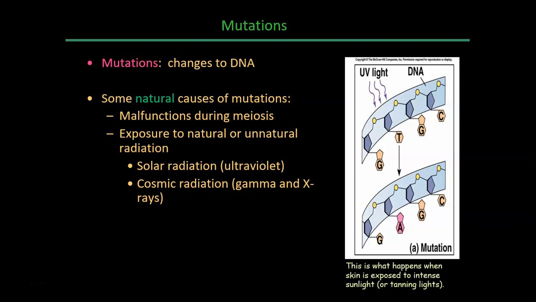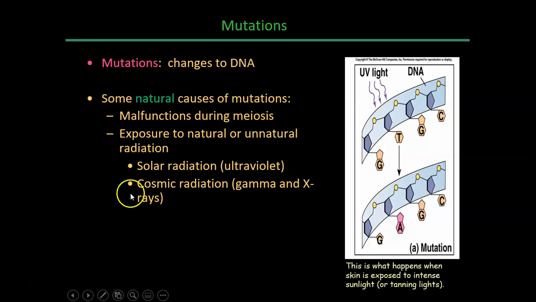So in strictly scientific terms, what is a mutation? It is a change to the DNA. Some of these can be natural, meaning that you can get mutations during the process of cell division that is used to create sperm and egg. That process is called meiosis. So all you need to know here is that during the process of cell division, sometimes there are mistakes in making copies of the DNA and of the chromosomes to pass on to your offspring. You can also get changes to the DNA, mutations, by being exposed to radiation.